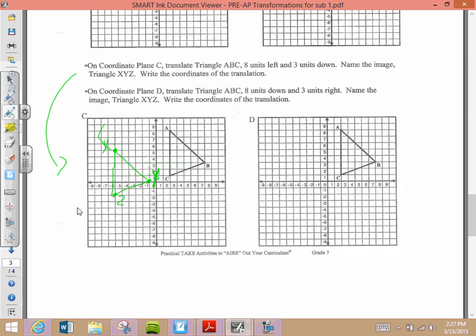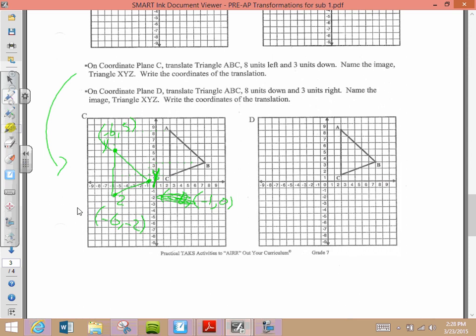So this would be -6 and 5. This one would be -1. No, it's just 0, and no, what am I saying? It is -1 because the x comes first, and then 0 on the y. You didn't go up or down. And then this is -6 and -2. All right, did y'all get it right?